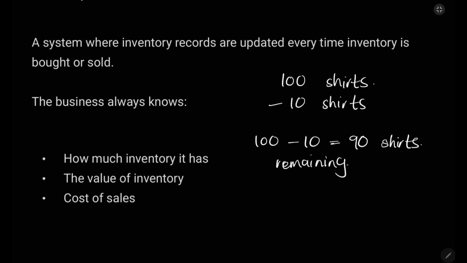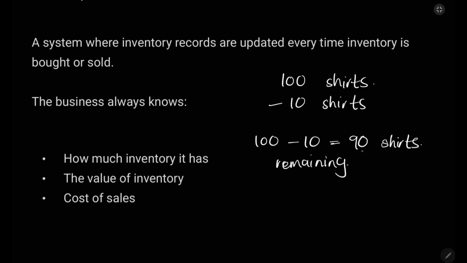So what are the advantages of the perpetual inventory system? Number one, inventory levels are always known because they always calculate every time they sell something, right? Secondly, theft can be detected quickly. How can theft be detected? They are always keeping track of their inventory.